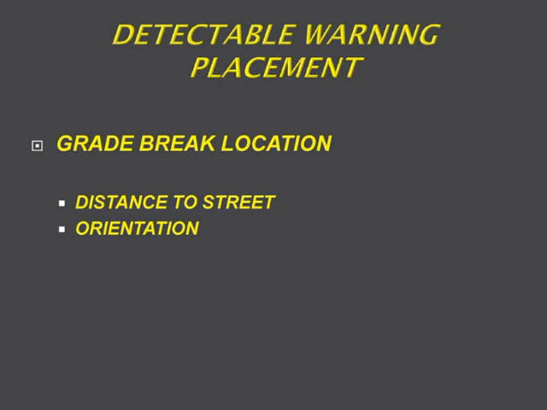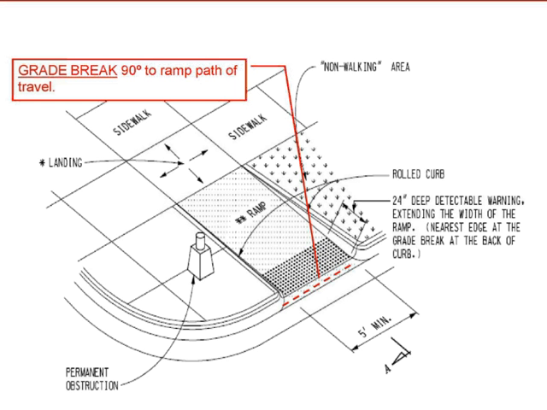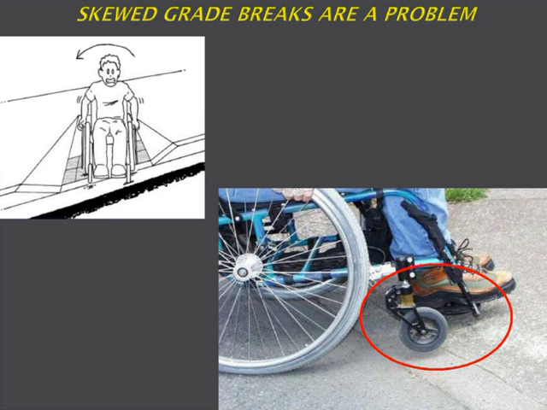Now, placement of detectable warnings, that's also been a point of confusion. And really the key thing is to find out, first of all, where the grade break is on the ramp. Where does that ramp slope stop and the counter slope start? And how far is that grade break from the street? And it'll tell you which way to orient. First of all, the grade break should be 90 degrees to the path of travel on the ramp. The reason for that is, if you have a skewed grade break, a wheelchair approaching that grade break, when it hits the grade break, at some point, you're going to have one wheel up in the air, causing, again, instability and a dangerous situation.